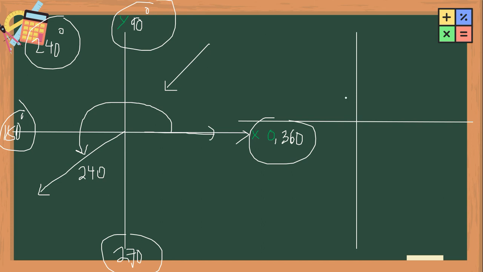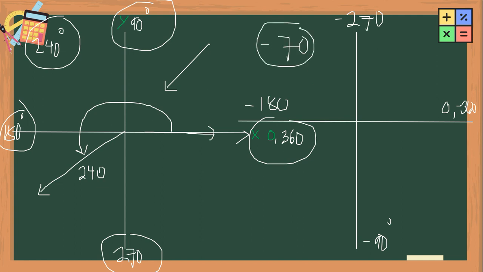Kunyari, pag negative naman. Pag negative yan, nandito sa 0, nandito si negative 360. Ito naman, magiging negative 270. Baliktaran na, pinaliktad ko lang. Dito naman, magiging negative 180. Ito naman, magiging negative 90 degree. Kunyari, binigyan ka ng negative 70.